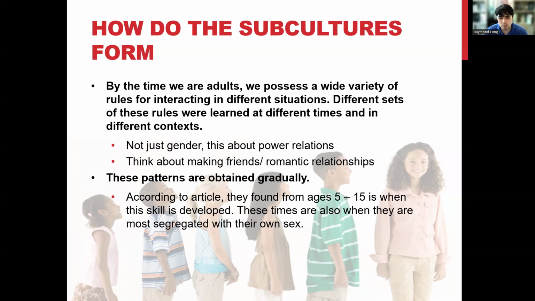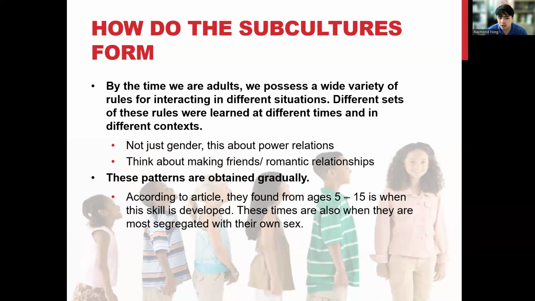By the time we are adults, we possess a wide variety of rules for interacting in different situations. Different sets of these rules were learned at different times and in different contexts. Not just gender, think about power relations, think about making friends, romantic relationships, right? So again, as we grow older into adults, we are not only learning specific words, we're learning how to use those words in certain situations. We're learning about different contexts to use these words, right? Like again, power dynamics, like if you're a boss or a worker or a mom or a dad versus a kid versus a professor, all this other stuff. But also think about dating too. Think about how different it is to communicate when you're romantically interested in someone versus when you're just talking to someone else.